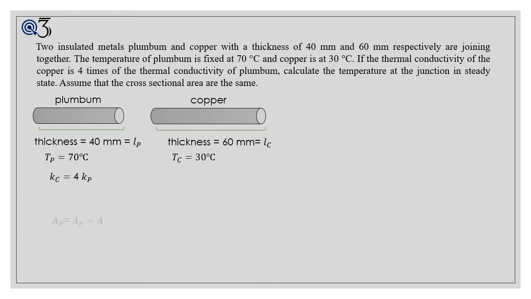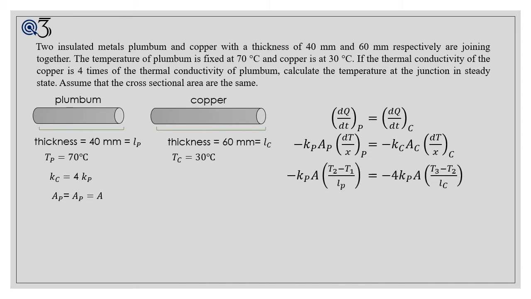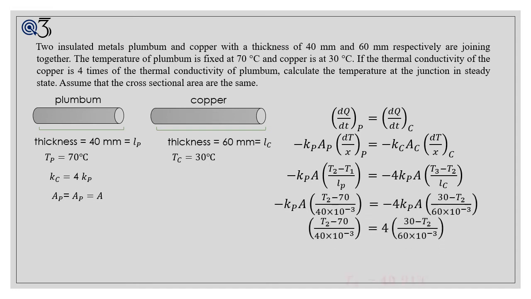So we extract that data. We know that the thermal conductivity of the copper is 4 times the thermal conductivity of plumbum, and the area for both metals are the same, which we will call A. So, by using the same equation as the previous question, we substitute the values into this equation, and then finally we will get the answer. The temperature at the junction is found to be 40.91 degrees Celsius.